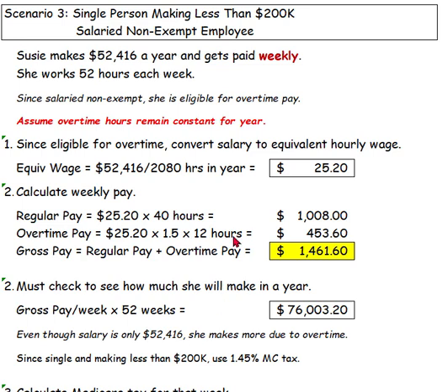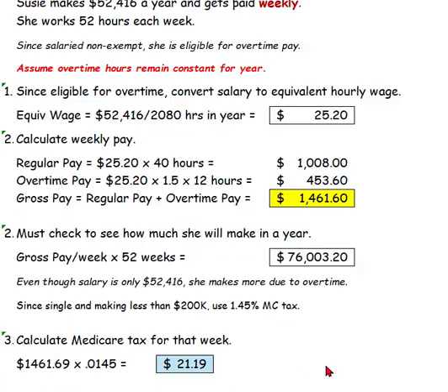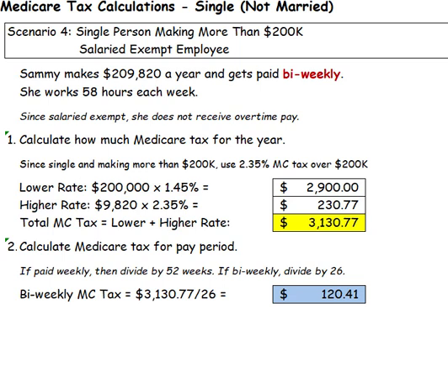So even though her salary is only $52,416, she makes more due to overtime, quite a bit more. Since she is single and making less than $200,000 a year, we're going to use the 1.45% Medicare tax only. The calculation for the Medicare tax for the week is simply her weekly gross pay times the 1.45%, or $21.19.